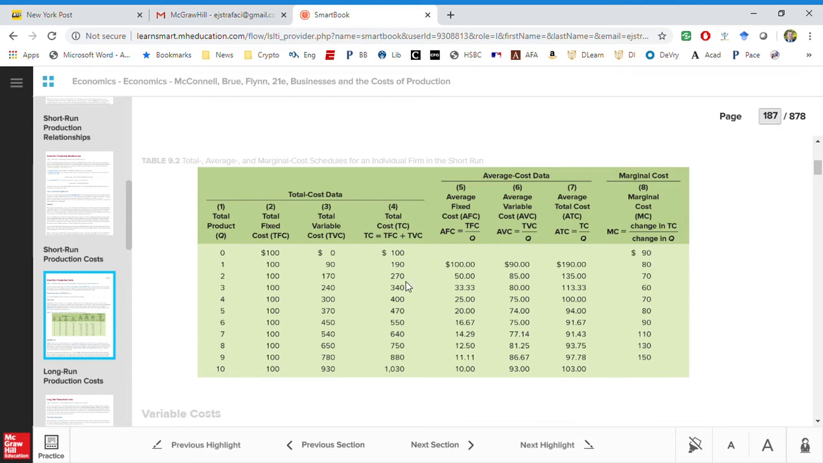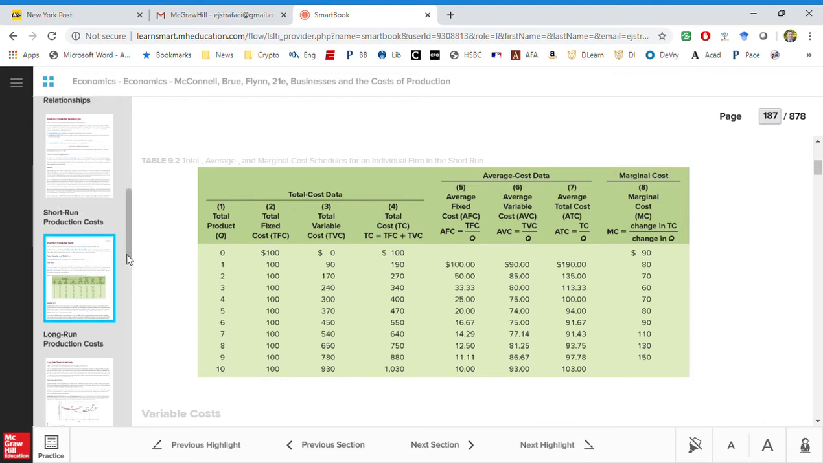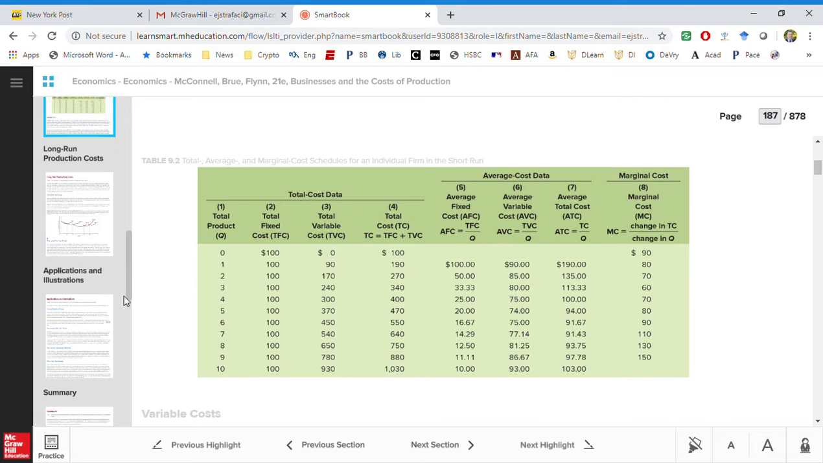Then when I go from 190 to 270, it goes down to 80. Then from 270 to 340, 60. But notice, because of the variable cost, my marginal costs go down and then they trend up. And it's really important you understand that you have the law of diminishing returns, so that the cost structure is such that we get a relationship.